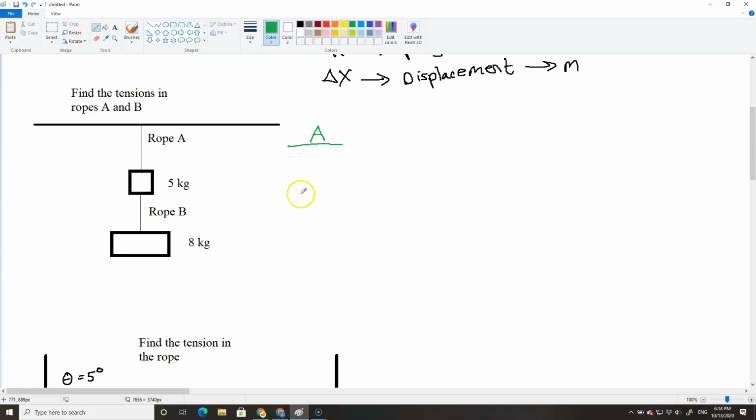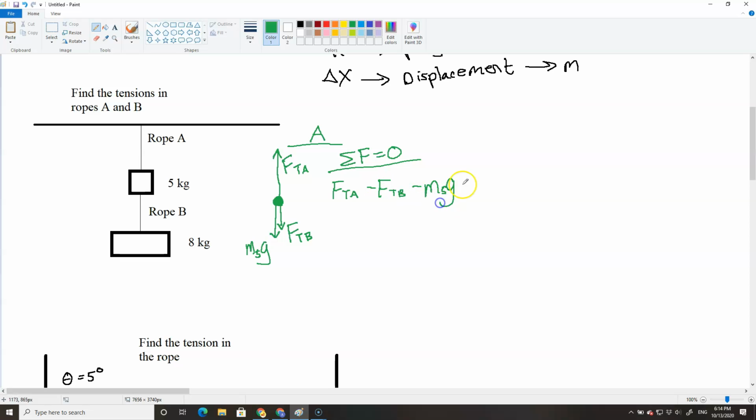So I'm going to focus on block A. Start with a free body diagram of what's happening on A. There is the force of gravity acting on the 5 kilogram block, so I'll call it M5G. And then there's also the tension from rope B, pulling it down, and pulling it up is the tension from rope A. So the summation of forces on block A will equal 0. It is in equilibrium. The system is not moving. So the force tension A minus force tension B minus M5G is 0.